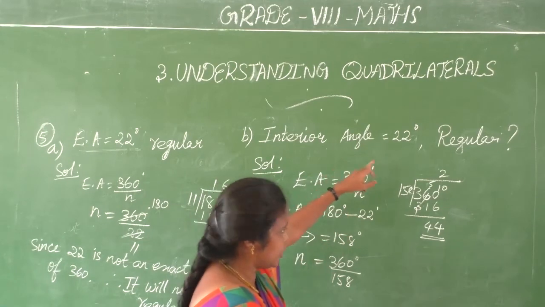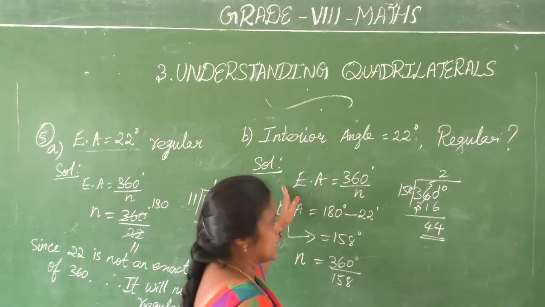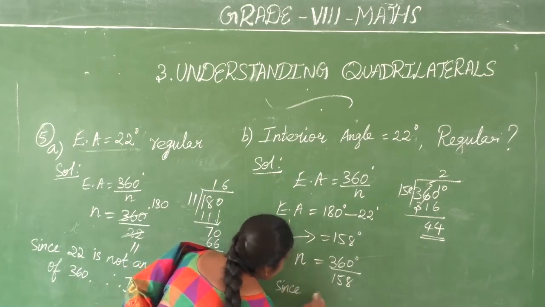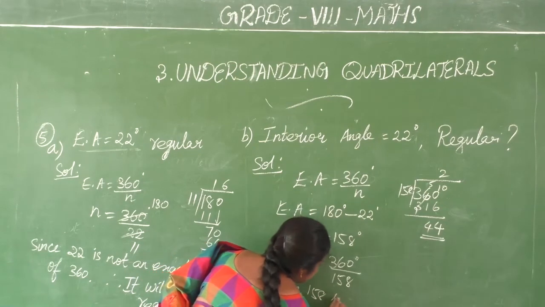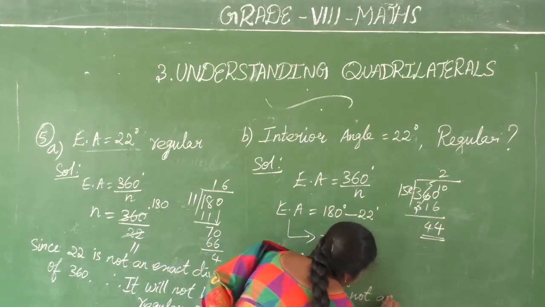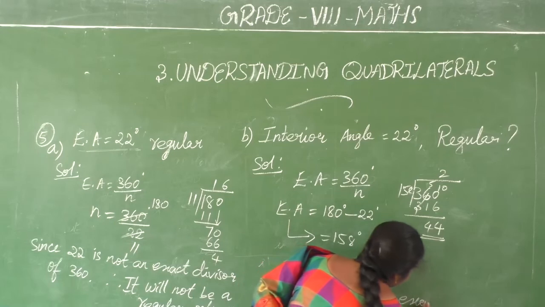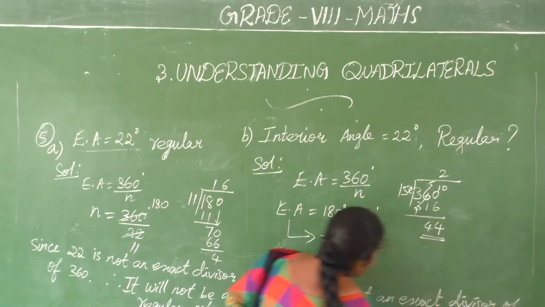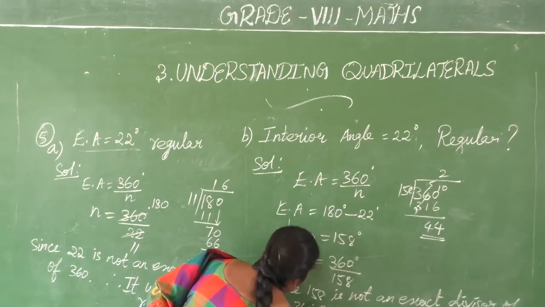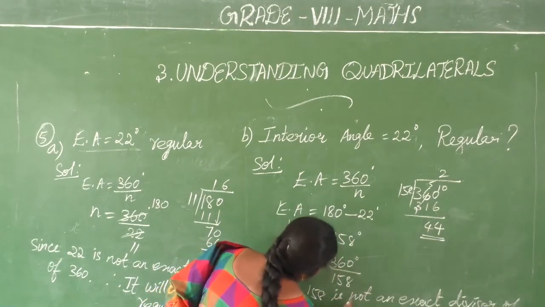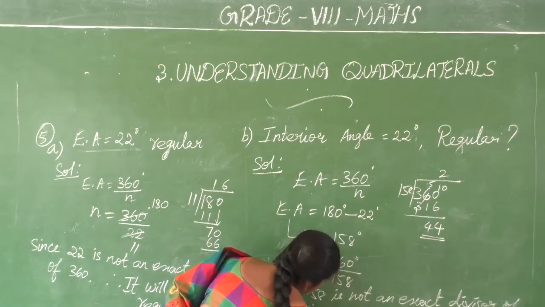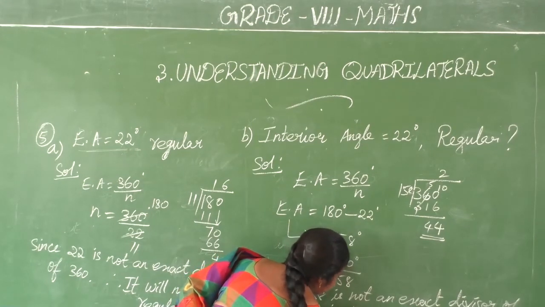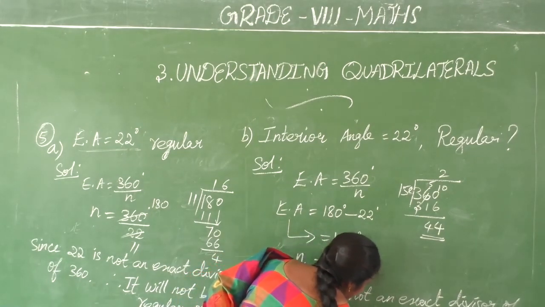So for 22 degree, in both cases, no. So how do you decide? Since 158 is not an exact divisor of 360 degree, therefore we conclude the given figure will not be regular.